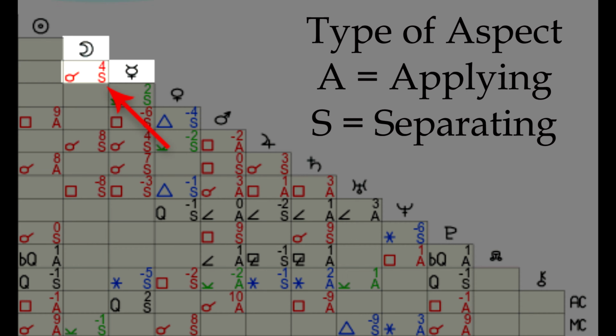And the letter S means that the aspect is separating, which means that it's growing weaker, or that the faster planet, in this case the Moon, is moving away from the slower planet, in this case Mercury. In this bottom right-hand corner, you're going to have either S, for separating, where the faster planet is moving away and the aspect is getting weaker, or A, which means that it is applying, or the aspect is getting stronger, or the faster planet is moving closer to the slower planet.